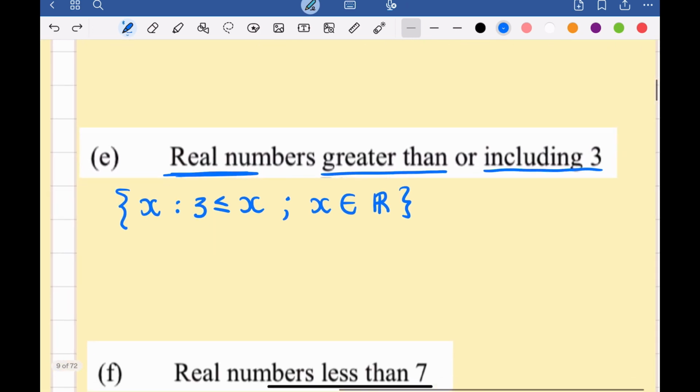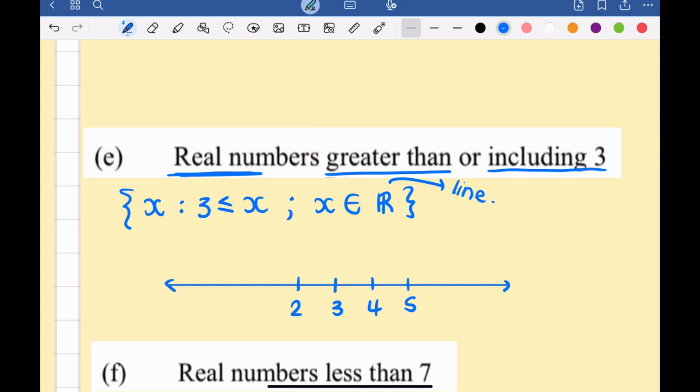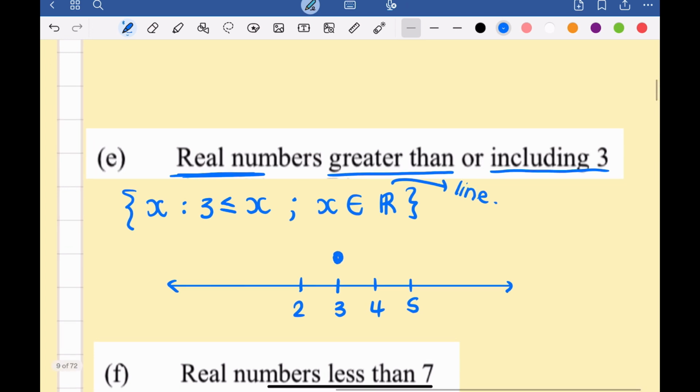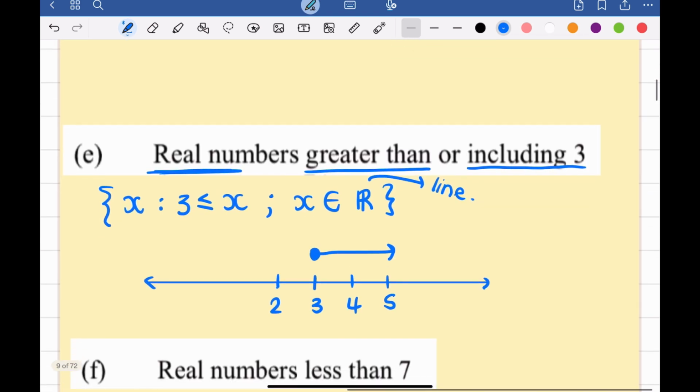Here we've got real numbers greater than or including 3. So now we're working with real numbers. When we work with real numbers, we use a line. We don't use dots. Okay, because everything is included, even the smallest, largest decimal values. So we're going to start here, mark a few values around 3. But it says bigger than or equal to 3. So we know 3 is going to be included and it's going to go bigger than 3. Okay, included. Remember, if it's included, we use the full circle.